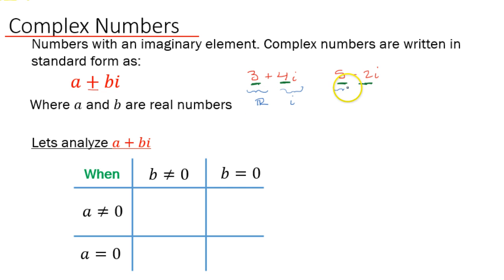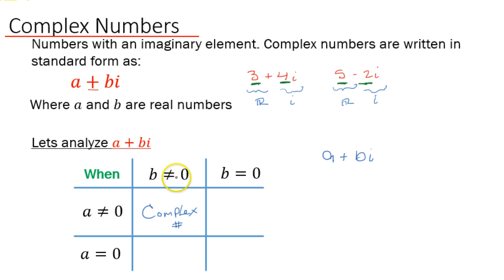So again, this is my real component, and this is my imaginary component. So let's take a look at this grid. It's going to actually break it down for us fairly easy. If we look at any complex number, let's call it a plus bi, when both a and b are not 0, so this a can be any number like in the top, and this b can be any number like in the top, we come up with a complex number. So this gives us a complex number.